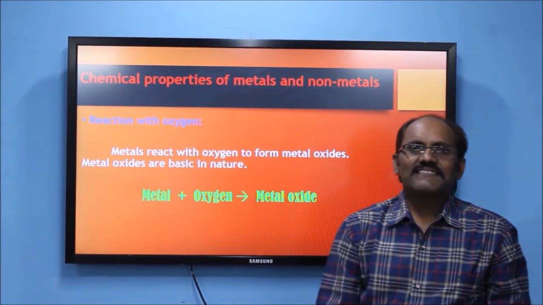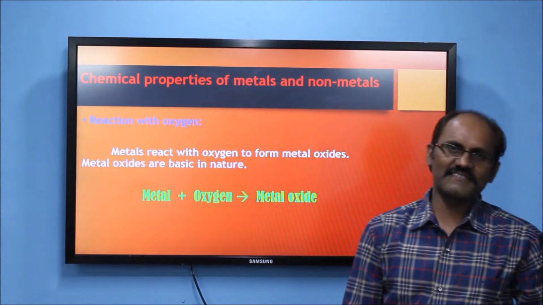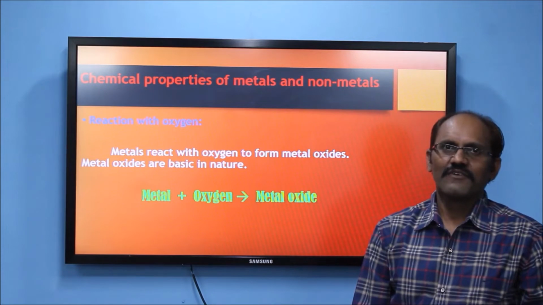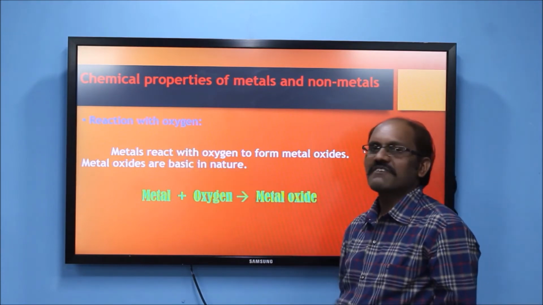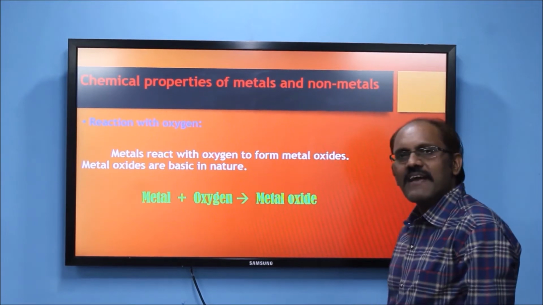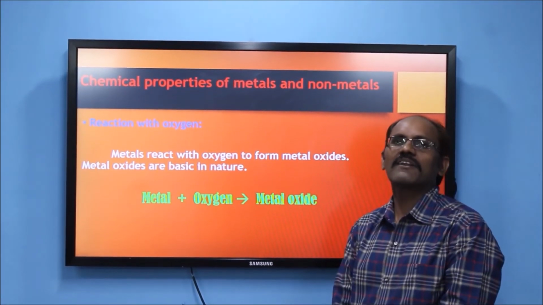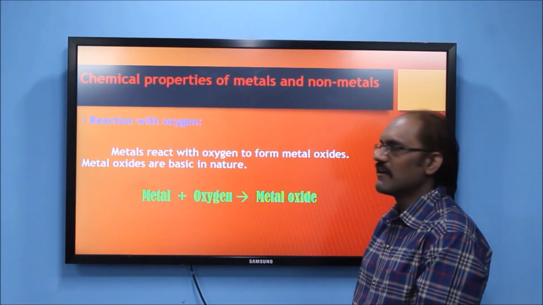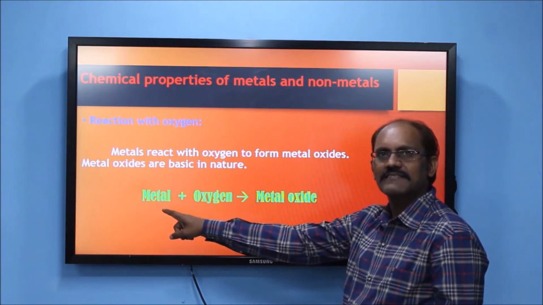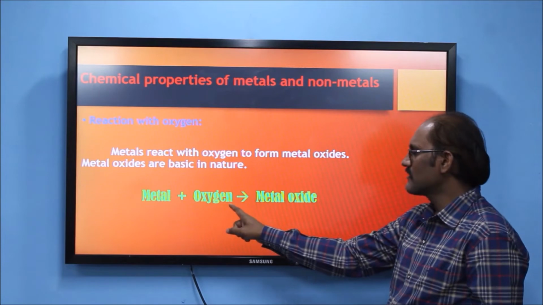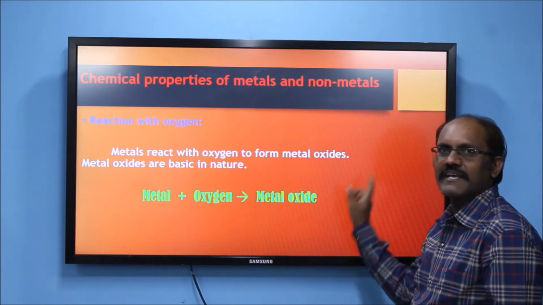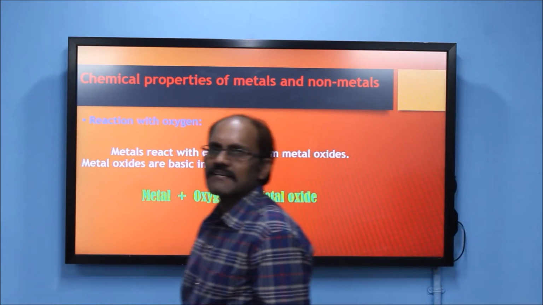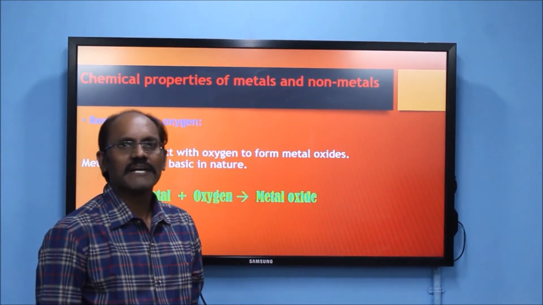Children, now we discuss the chemical properties of metals and non-metals. Metals and non-metals have different chemical properties. First we go with reaction with oxygen. Metals react with oxygen gas to form metal oxides. We represent this chemical reaction in the form of a word equation like this: metal plus oxygen gives metal oxide. So when a metal burns in air, it reacts with oxygen gas and forms the corresponding metal oxide.